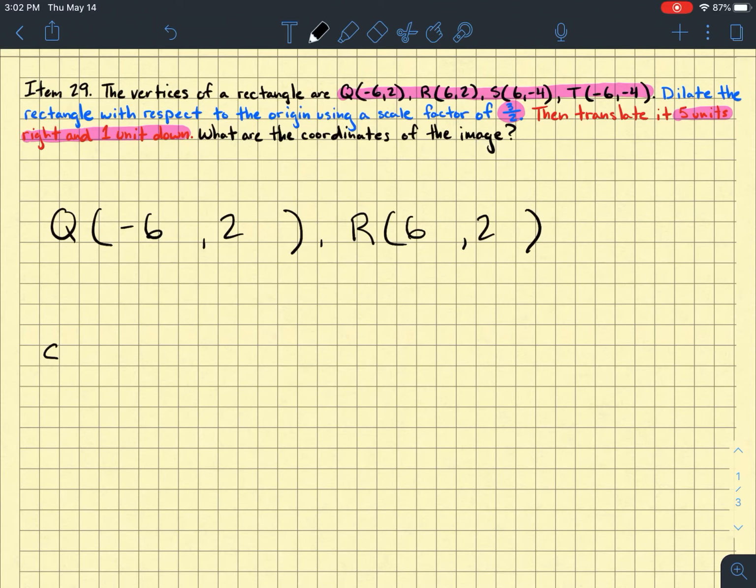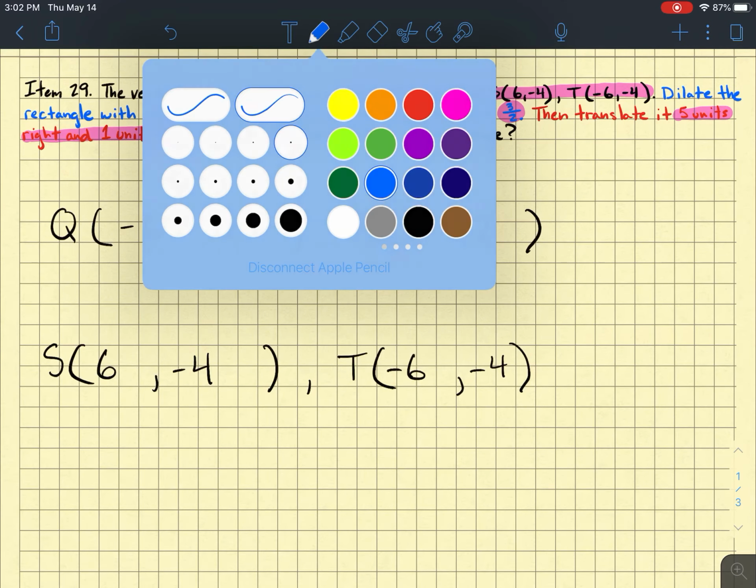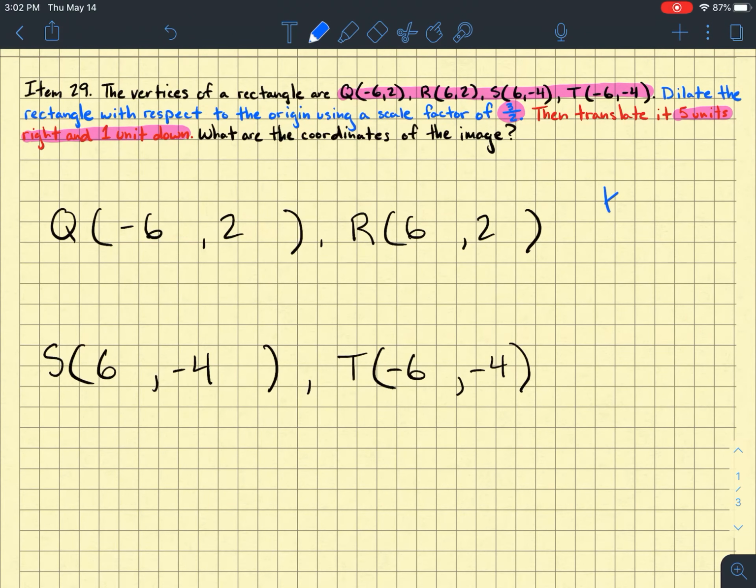We have S is located at 6, -4. And finally we have T, which is located at -6 and -4. So you might be wondering, why did I leave those spaces there? Well, because we're going to do the dilation first, and we're going to do the dilation by using, it says, scale factor of 3/2. All that means is we're going to take each coordinate and we're going to multiply it by 3/2.